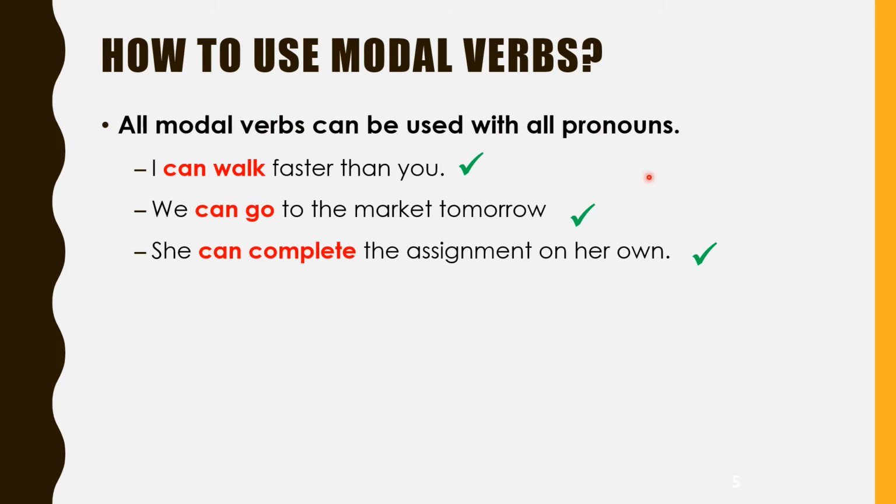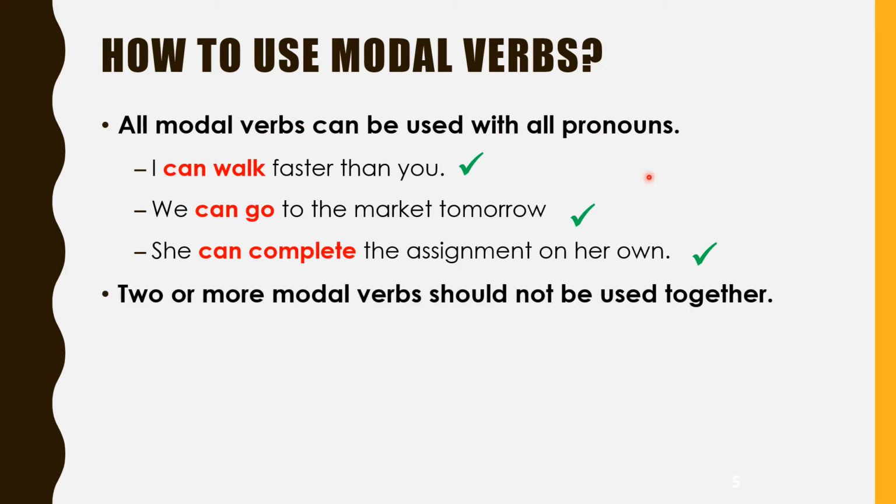There is no restriction. The fourth rule is two or more modal verbs should not be used together. In another way, we can say in a sentence there should be only one modal verb. We cannot use two modal verbs together or more than two modal verbs together.